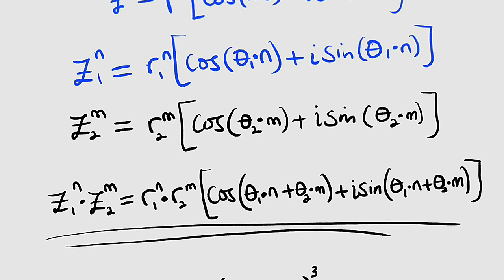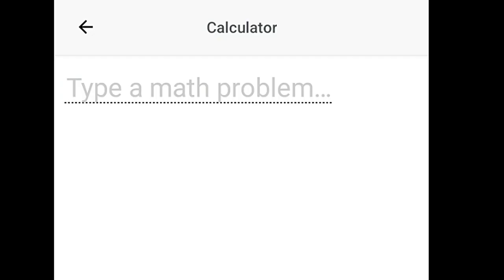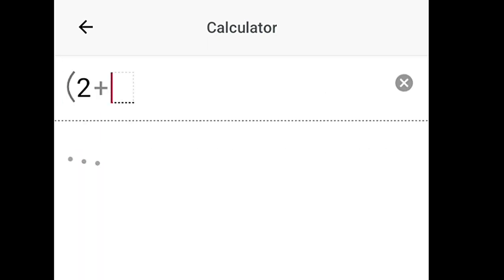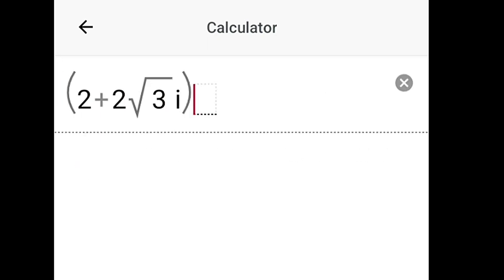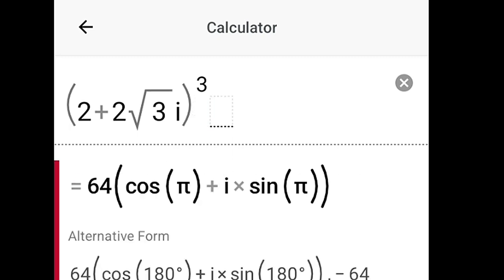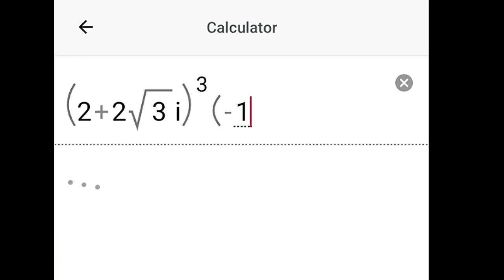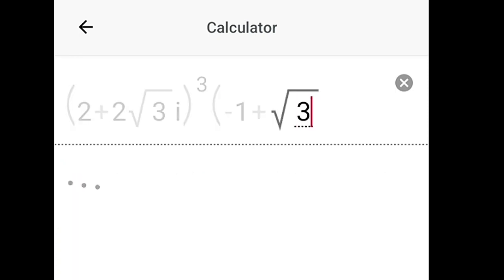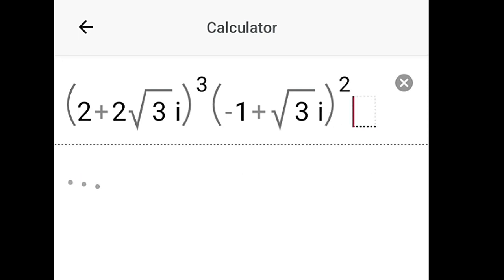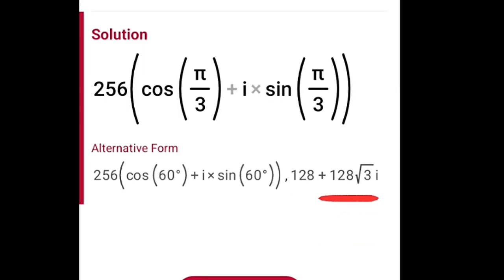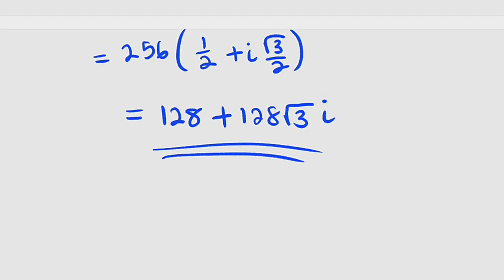And I think I should use my calculator to prove this. So here is my calculator. Our first complex number is 2 plus 2 root 3 i, all to which power? To the power of 3. And we want to multiply that with a complex number, which is the second one, negative 1 plus root 3 i, to which power? To the power of 2. And you can see the final result is what? 128 plus 128 root 3 i, exactly as what we have, right? You can see it right here.